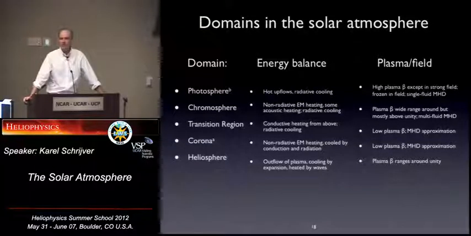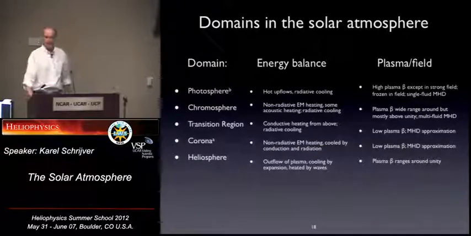The chromosphere, Phil's domain, is the tough one. It's the one where pretty much every assumption we make fails. It's not entirely optically thin. It straddles this domain from a fairly high to a fairly low plasma beta. So it is partially ionized, in which case we probably need to start thinking about multi-fluids rather than single-fluid MHD. So I'll leave that for the next lecture.